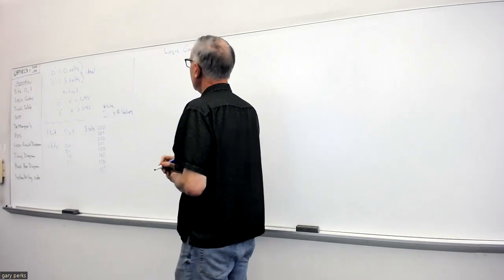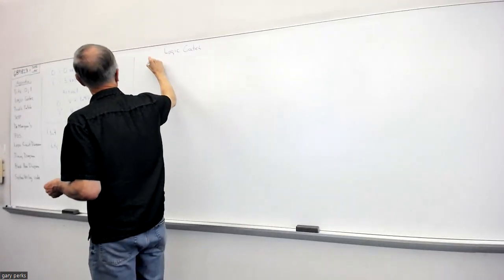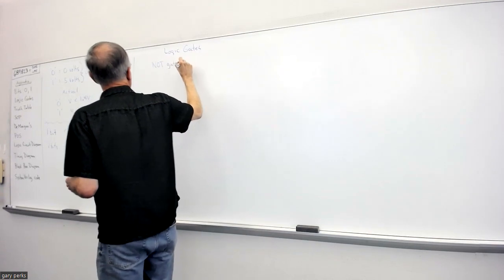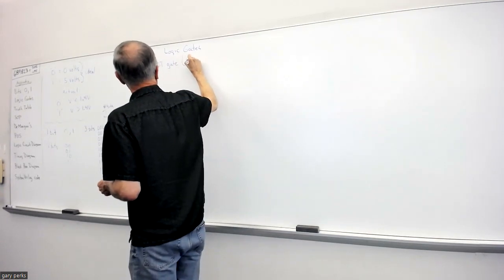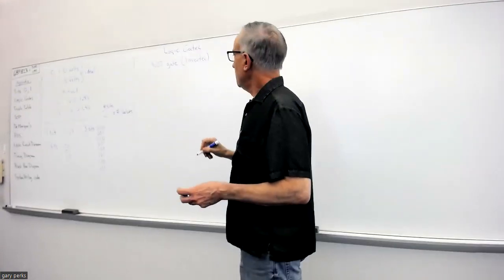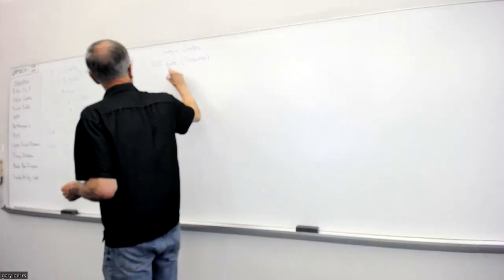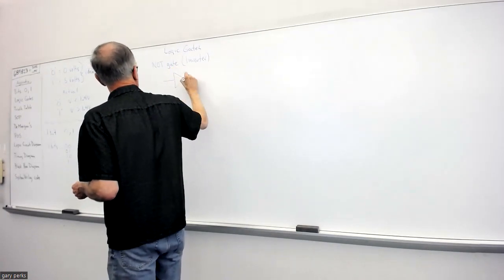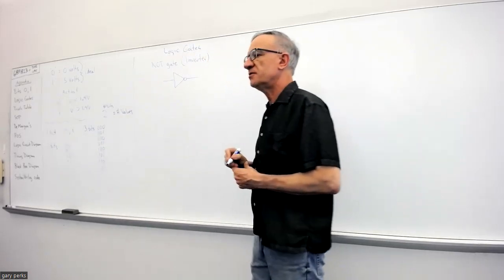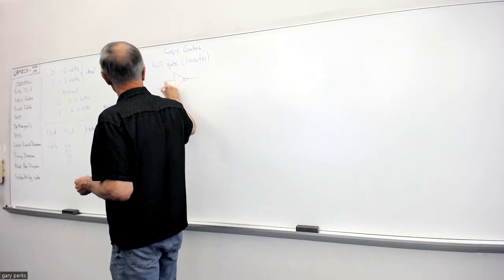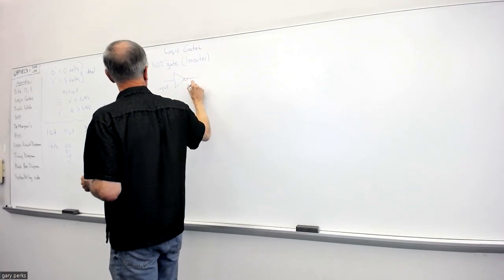Okay, so the first logic gate that we're going to talk about is the NOT gate, which is also called an inverter. And the NOT gate has this symbol. It's an arrow with a little bubble. This is the input side of the symbol, and this is the output side.